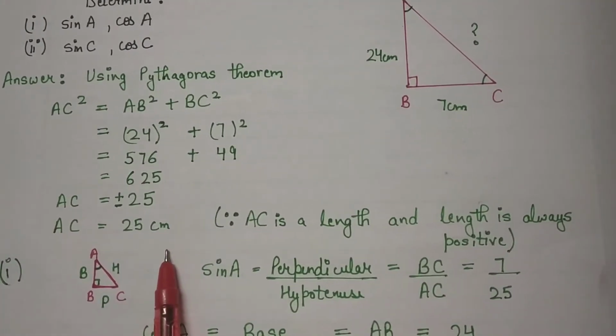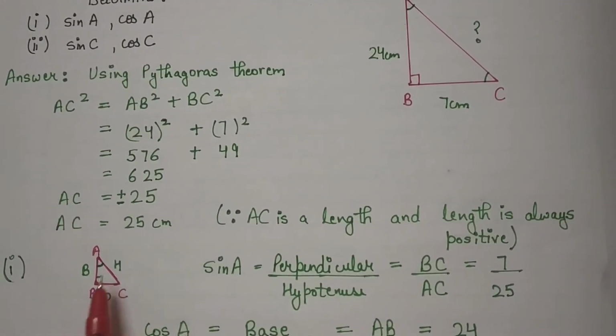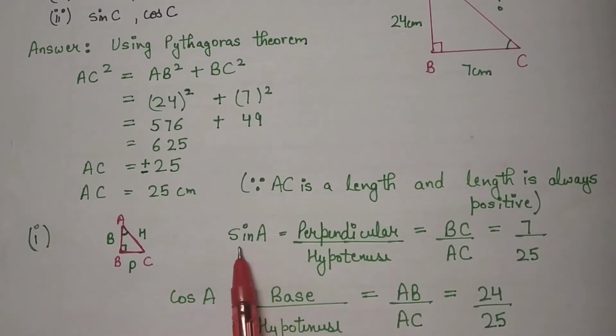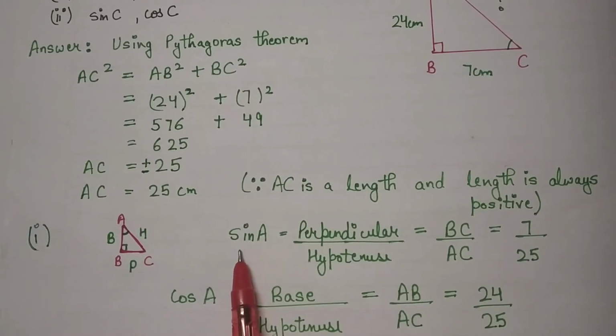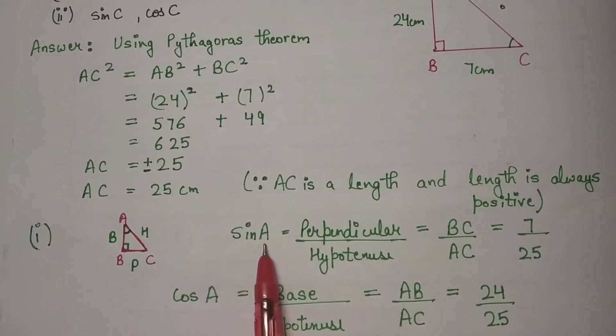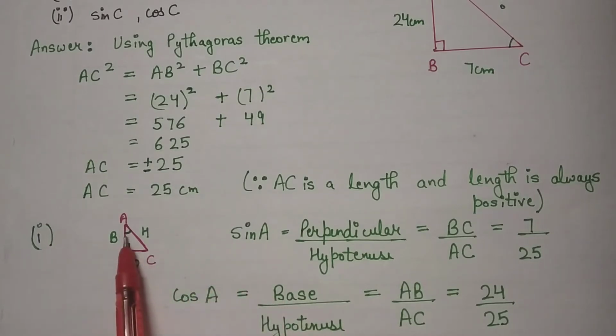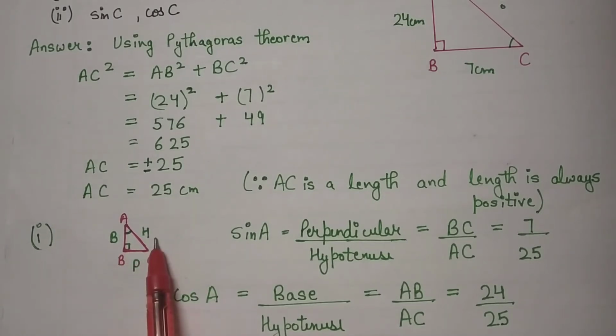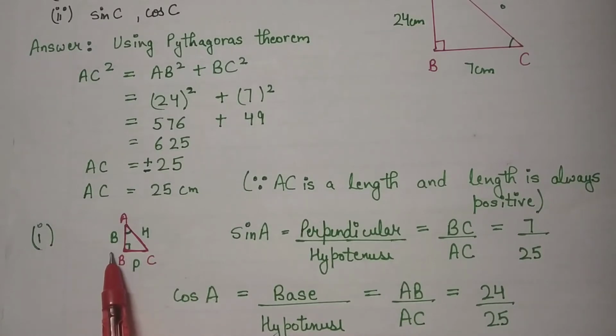Now the first question was sin A and cos A. We need to find this. So here the angles with these trigonometric ratios are always acute angles, and here A is the acute angle. So I have marked the angle A, and taking into consideration this acute angle, perpendicular will be opposite to the acute angle. So this is the perpendicular, and opposite to 90 degree is always hypotenuse, and the rest is the base.